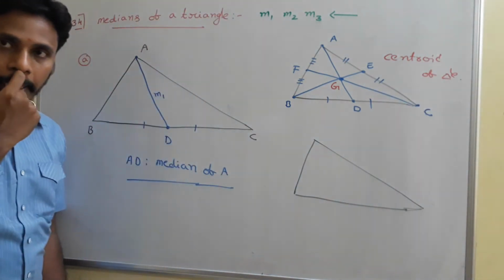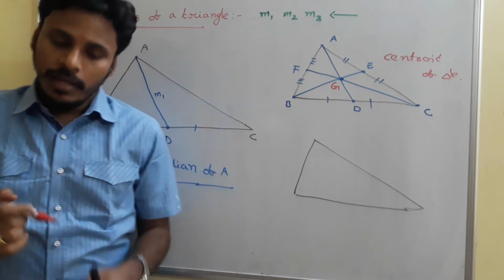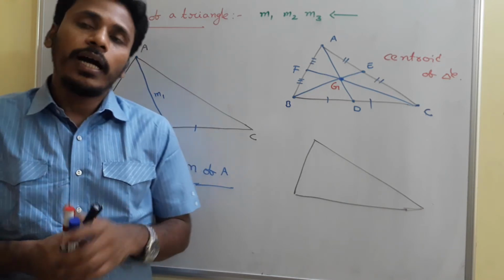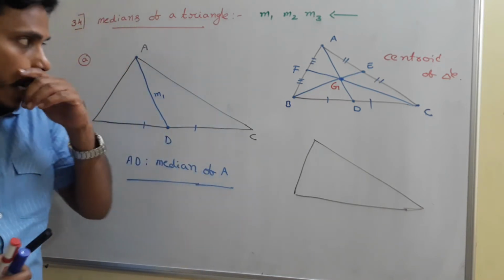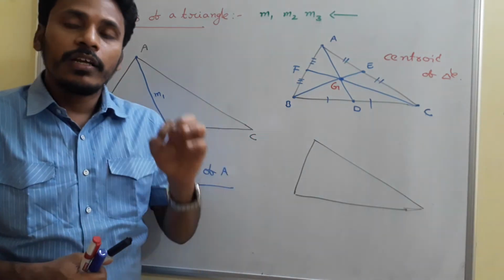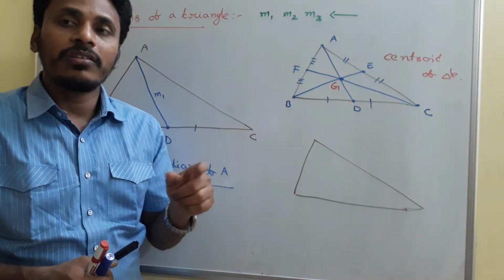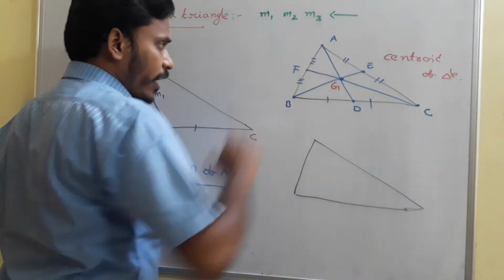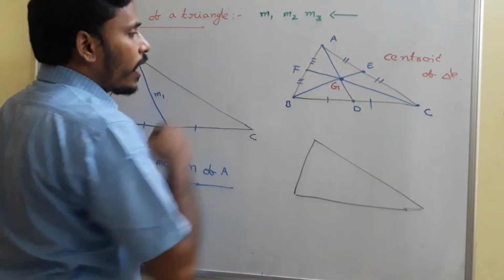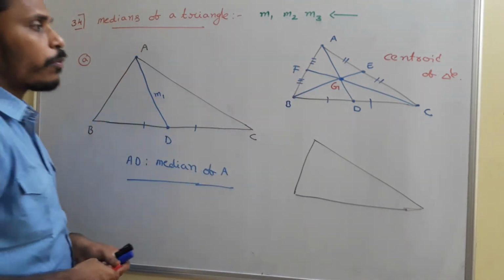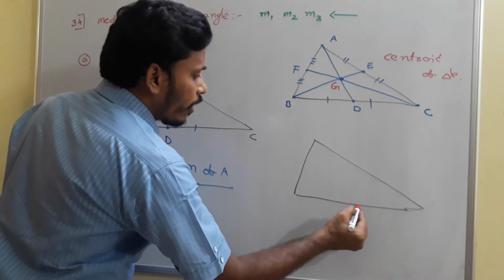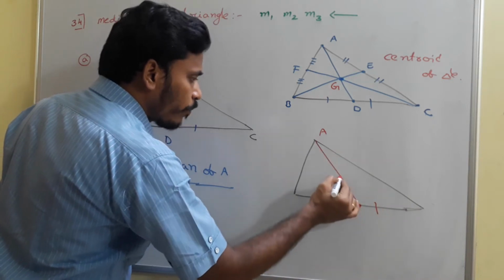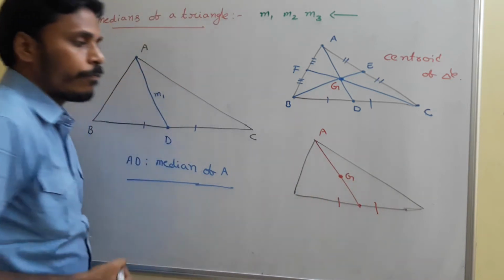Once again, a median is the line segment joining the vertex to the midpoint. Since there are three medians in a triangle, they are concurrent at a point, and that point of concurrency is the centroid. This centroid is there on every median, because it is the point of concurrency. So it is there on median AD, on median BE, as well as on median CF. Suppose this is the vertex A and AD is the median; on this median somewhere there is the centroid.